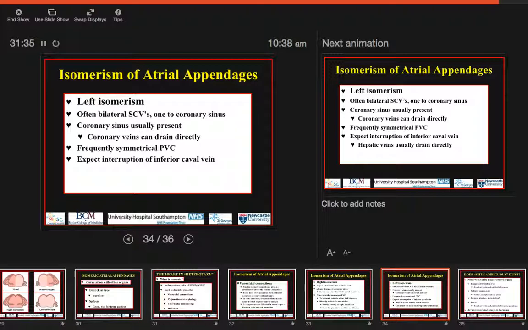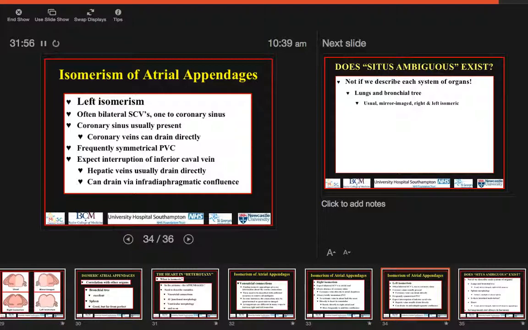We expect interruption of the inferior caval vein because the inferior caval vein is a morphologically right structure, but it's not always present. So we won't be surprised if the inferior caval vein does come to the heart. But when it's absent, the hepatic veins will usually drain directly, but they can also drain through a confluence. So now you have the clues that are going to help you identify what is going on.